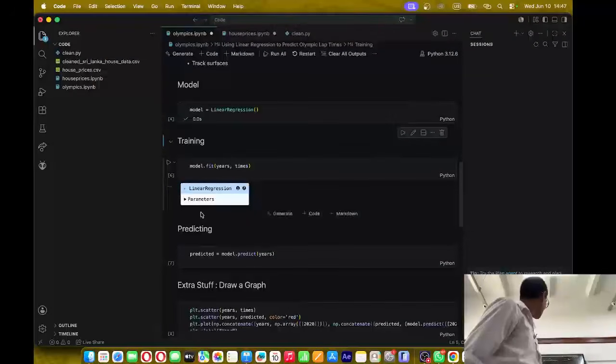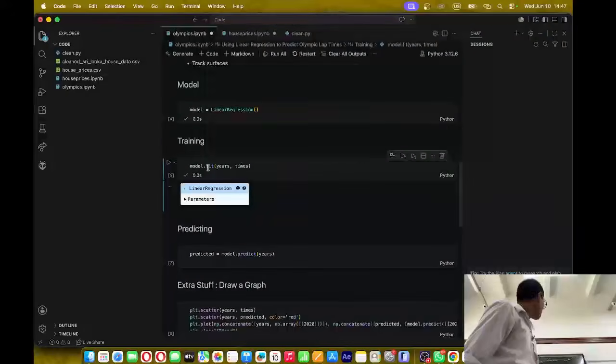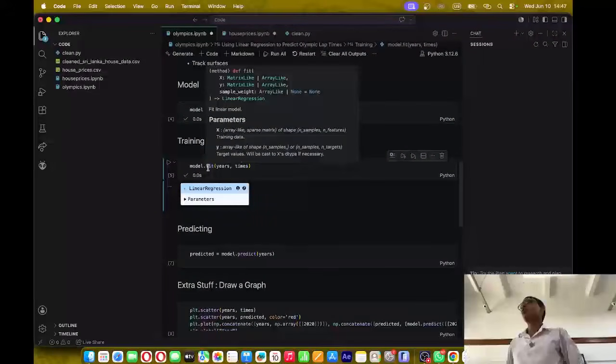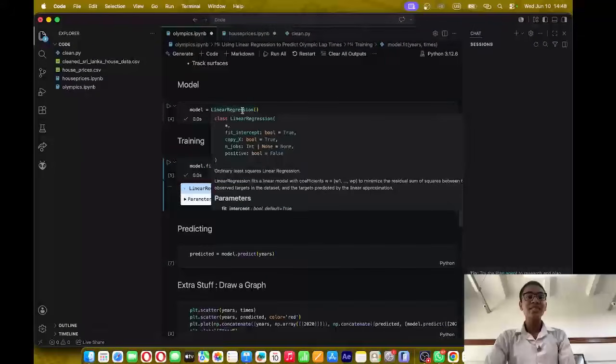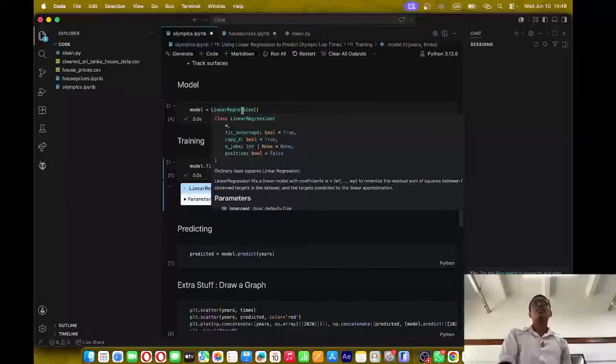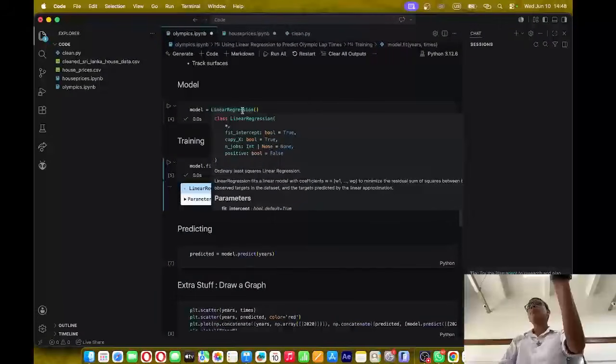So don't be too harsh. Let's see. Model.fit means we are telling it, okay, fit the line to those data. Got it? Model.fit means, now what is the model? See, model equals a linear regression model. So the model is a linear regression model. Now we are calling it by the name model.